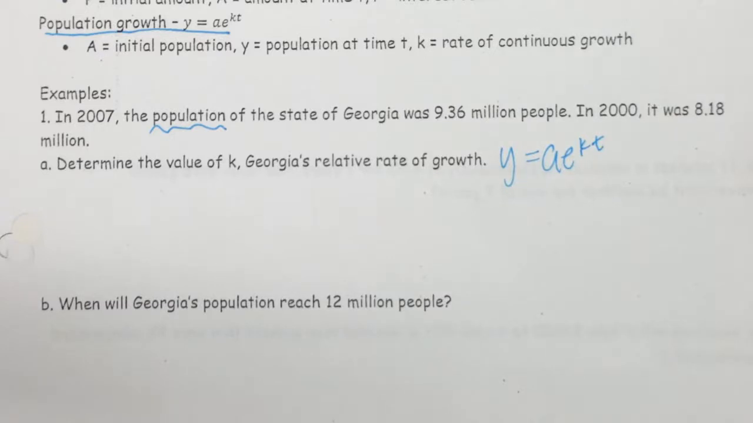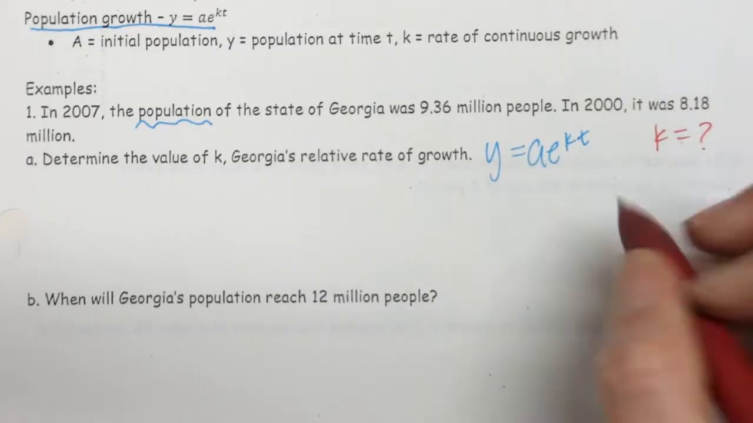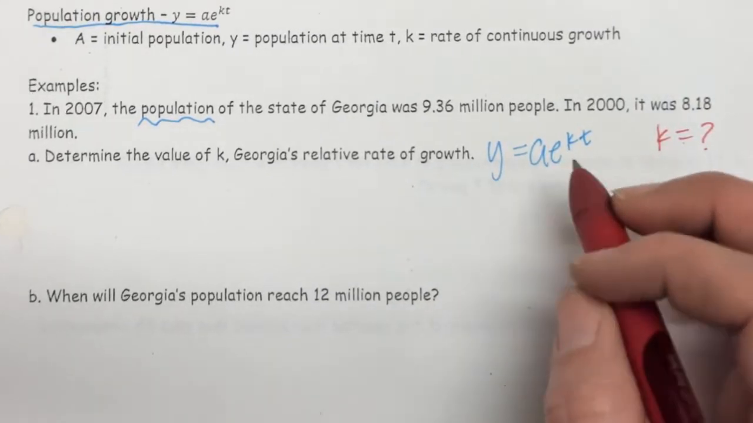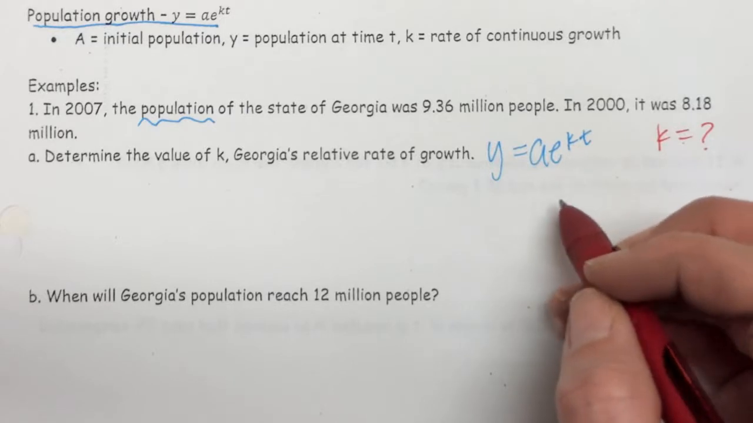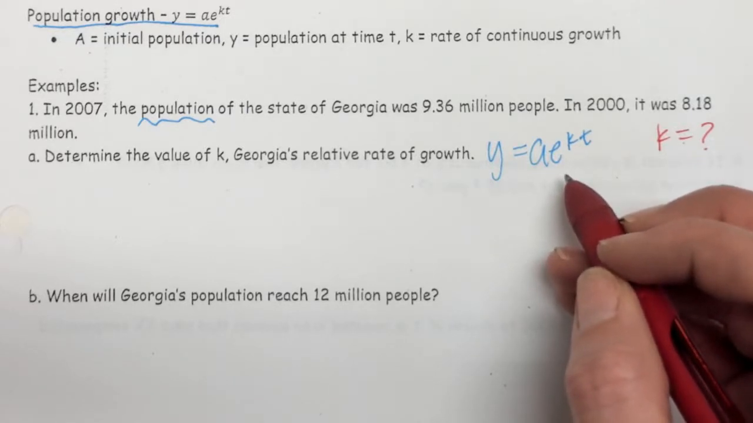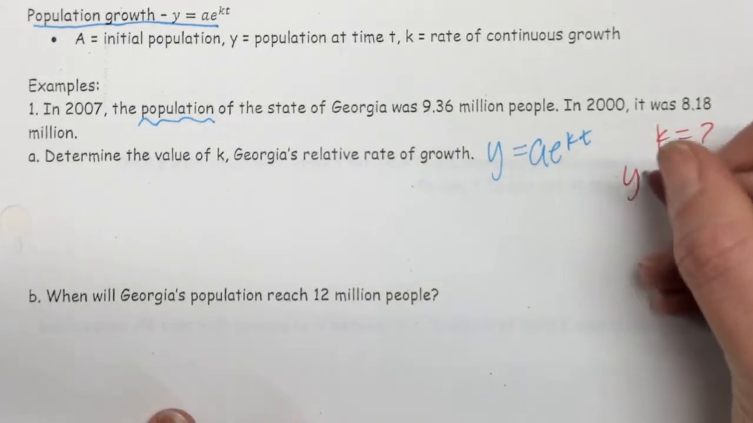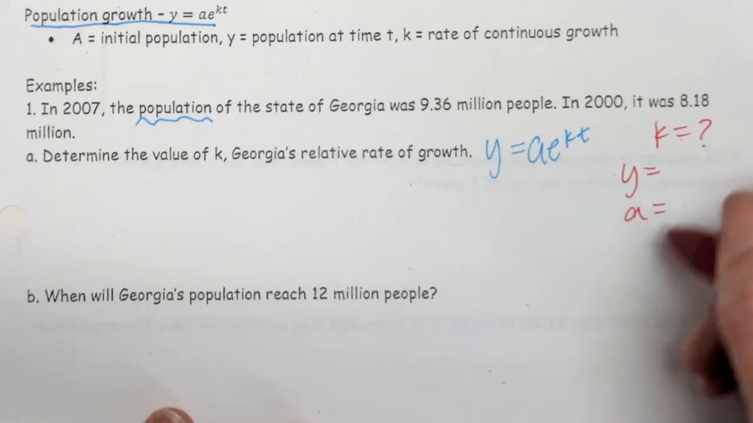Alright, so which value or which letter are we solving for? Okay, so I'm going to put k equals question mark. So we need to fill in every other value in order to solve for that. Now one thing I want to point out, is E a letter or a number? It's a number. Good. Just like pi is a number. It looks like a letter, but it's a number. So we don't need to find E. We just need to find Y and A and T.